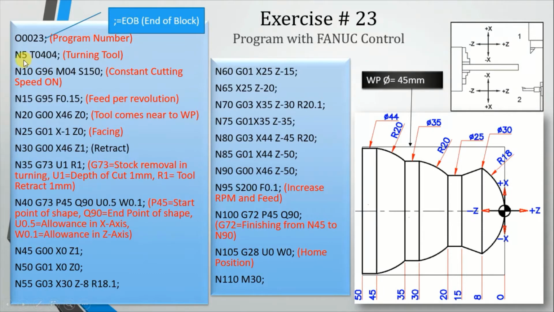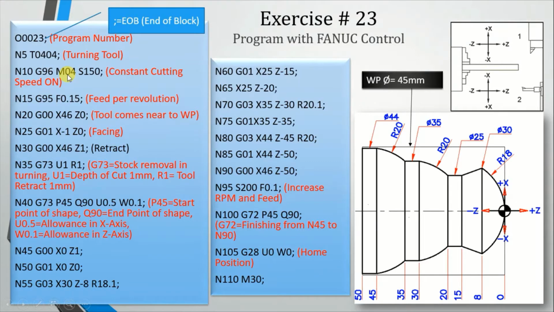Now I wrote here N5 T0404. This N5, N10, N15, these come automatically when you write this program in the machine. So after that, N5 T0404, T04 is our tool number 4. On the machine, in the turret on number 4 position, we have mounted the turning tool. And the next 04 means we will save the offset value of this tool on number 4 in the machine. Next line is G96 M04 S150.